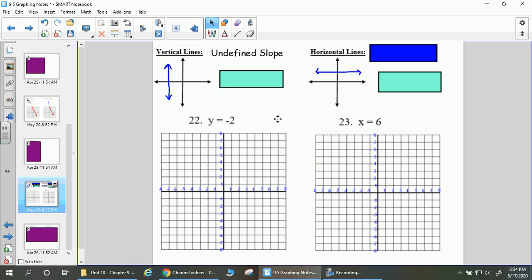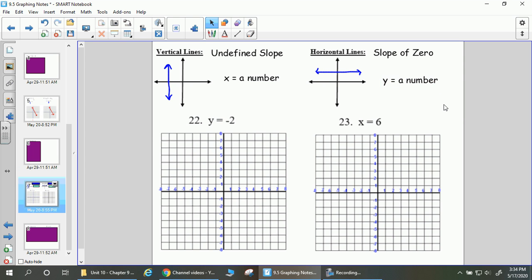Vertical lines have undefined slope, if you remember that from before, and horizontal lines have a slope of zero, right? So that's why vertical is undefined, horizontal slope of 0, remember. Undefined slopes happen when your equation is x is equal to a number, and slope of 0 happens when y is equal to a number. And that's all your equation is going to say.